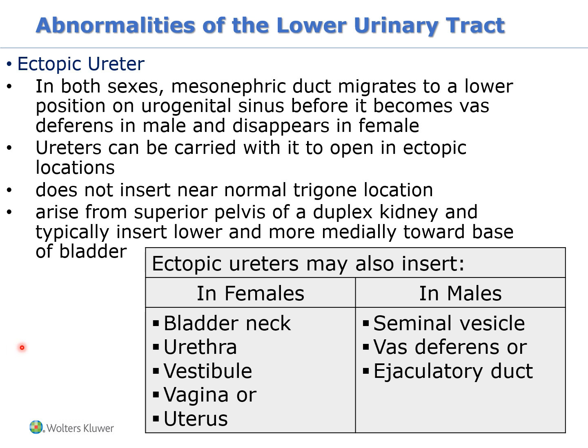If we look at where the ectopic ureters typically insert, in a female, it would be too low there in the bladder neck, distal to the trigone. It could go right into the urethra or the vestibule, the vagina, or the uterus. In males, it's usually going to insert into the seminal vesicle, vas deferens, or that ejaculatory duct, that is that connection between the seminal vesicles and the urethra that transverses through the prostate.